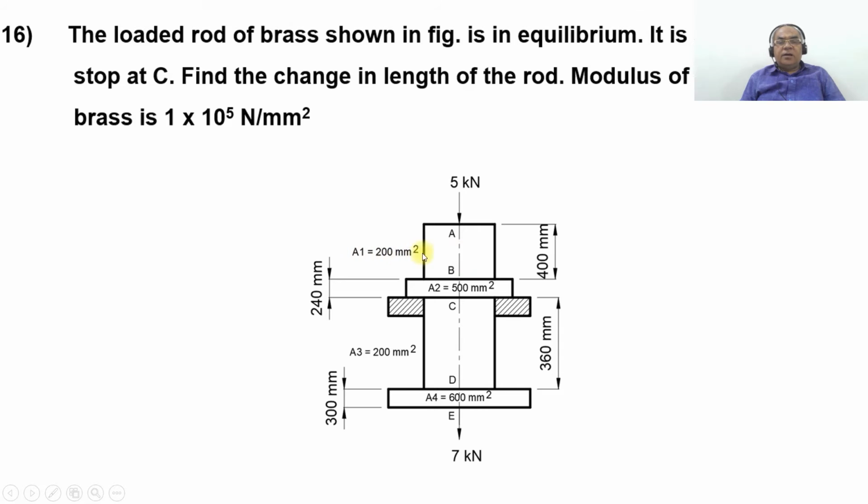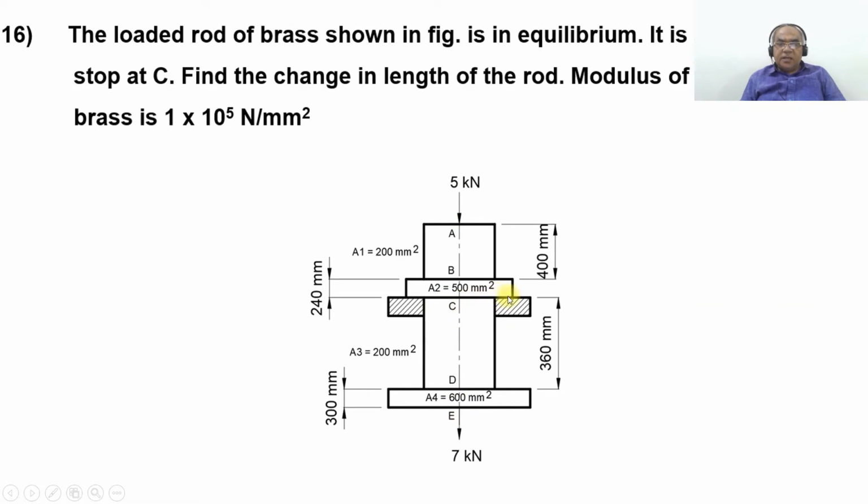Similarly, the cross-sectional area of AB is A1, which is equal to 200 mm square, BC has A2 equal to 500 mm square, CD has A3 equal to 200 mm square, and DE has A4 equal to 600 mm square. At the end A we have 5 kilonewton acting in the downward direction, and at the point E it is also acting downwards.